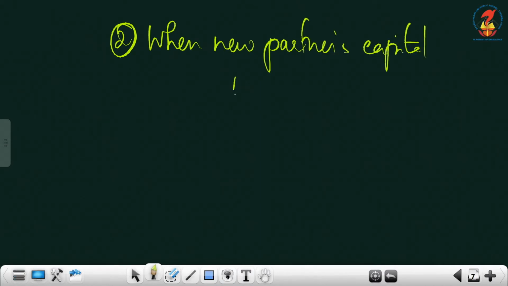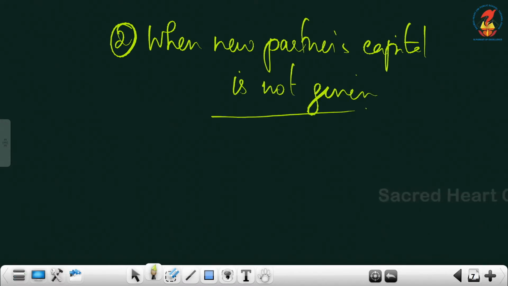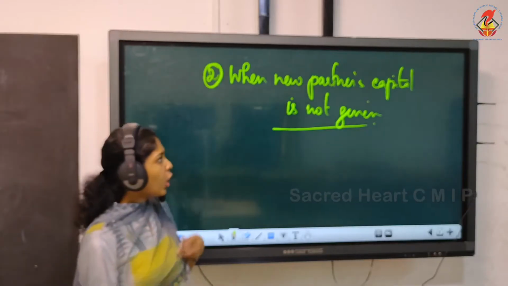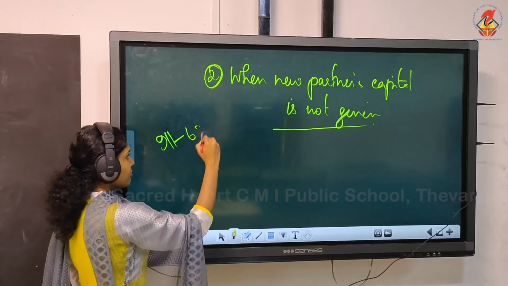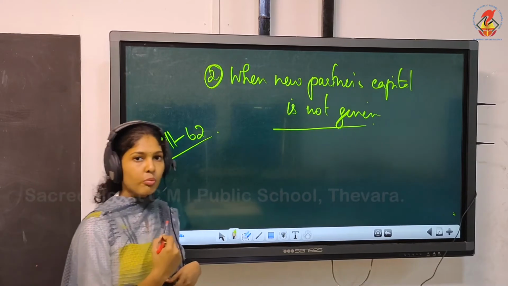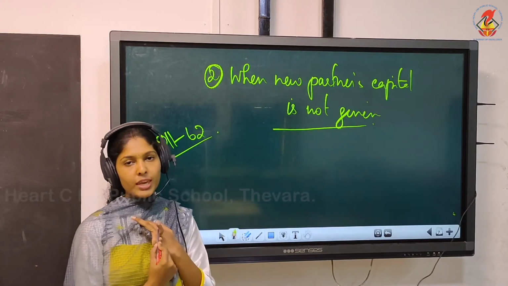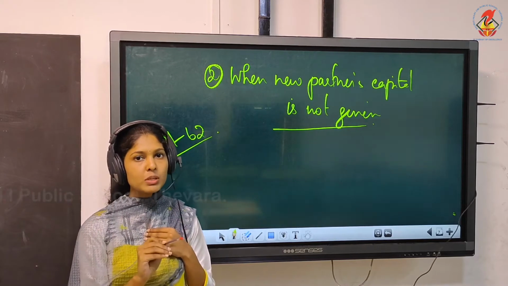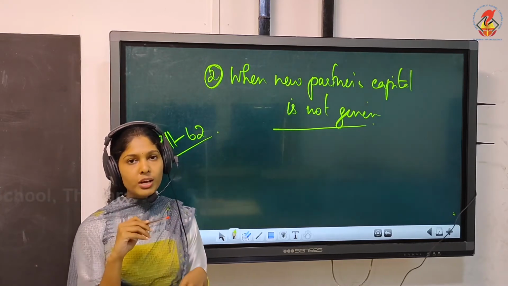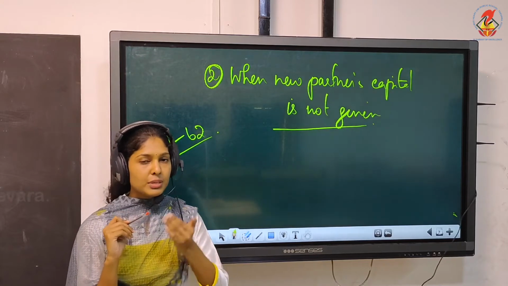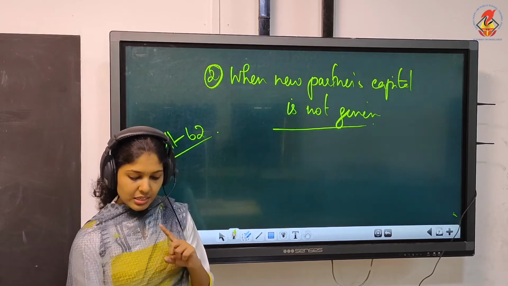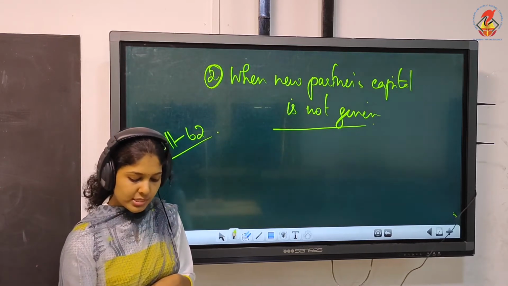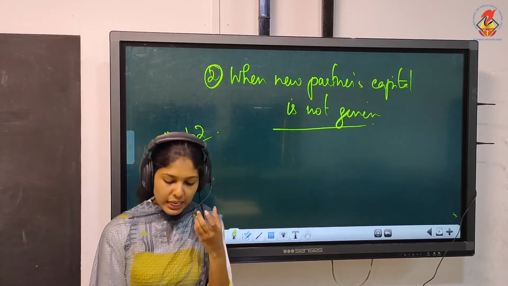When the new partner's capital is not given, that is the second method under adjustment of capital. We'll work out illustration number 62. First of all, you have to see whether this is a question with or without adjustment of capital, and then if it is with adjustment of capital, the method also you have to identify, because under both methods the capital adjustment differs.